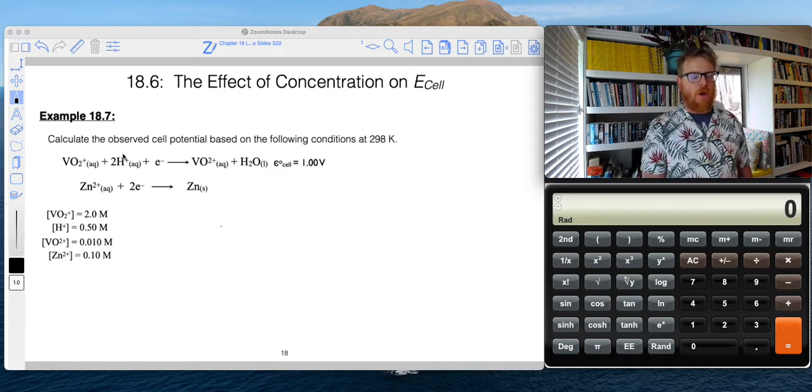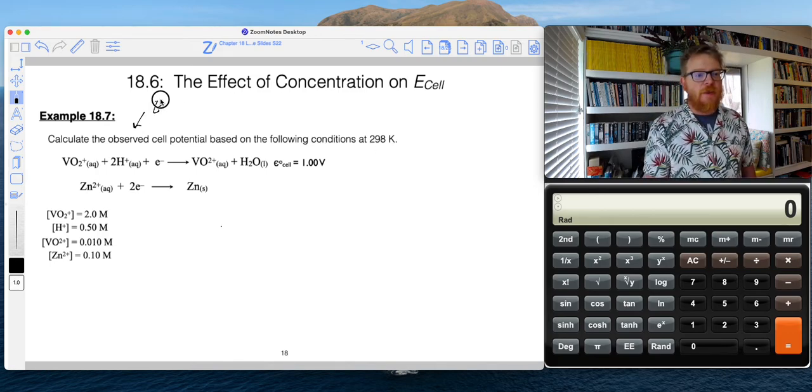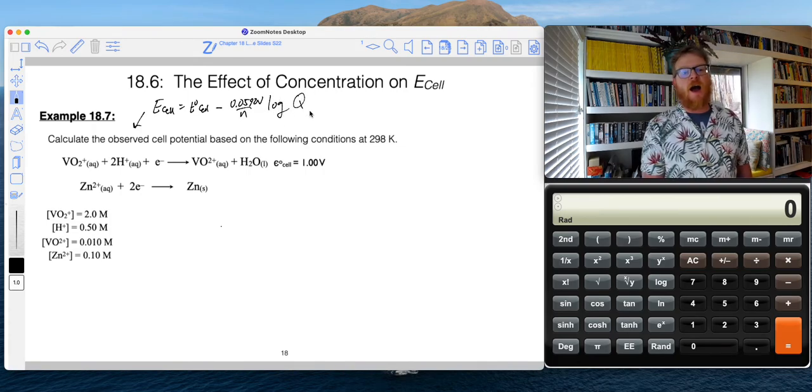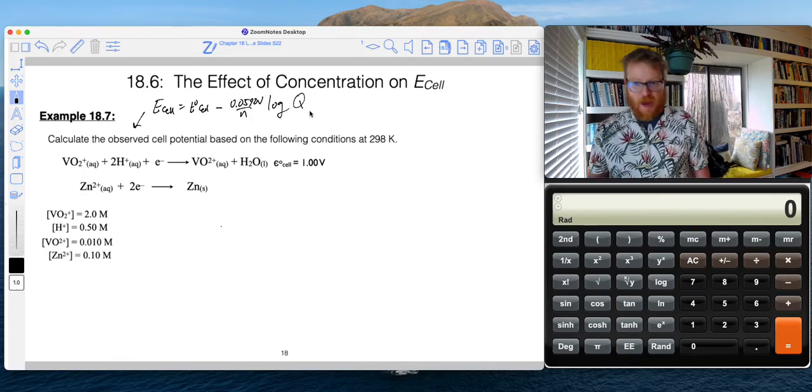Get into it. So calculate the observed cell potential based on the following conditions at 298 K. So it says 298 K, so that means, I'll remind you, we can use this version of the equation: E cell equals E standard cell minus 0.0592 volts divided by the number of moles of electrons times the log base 10 of the reaction quotient.